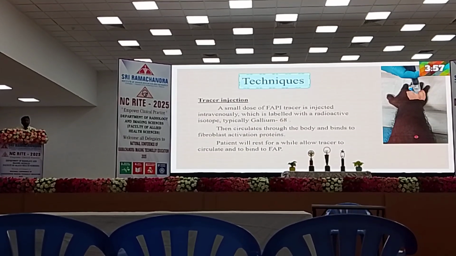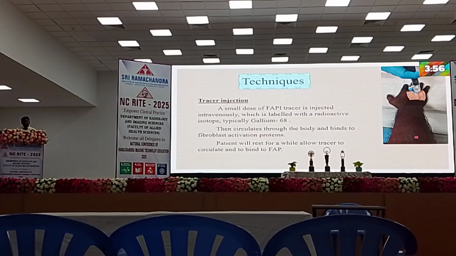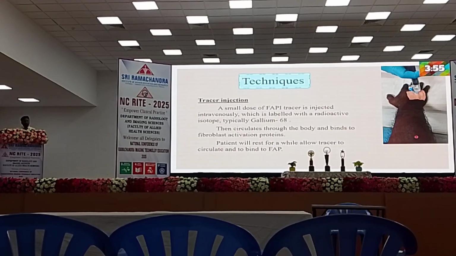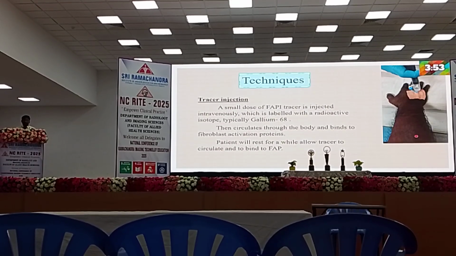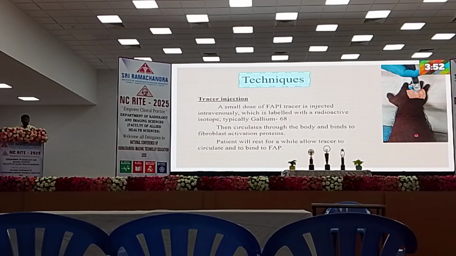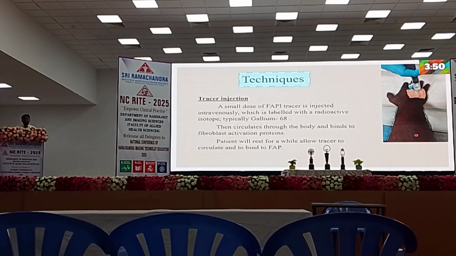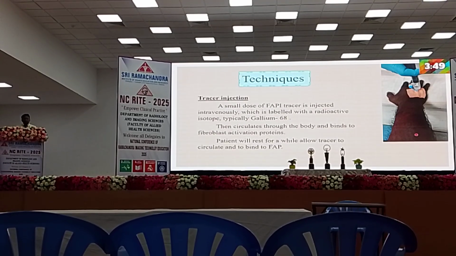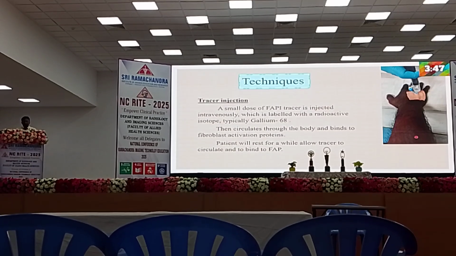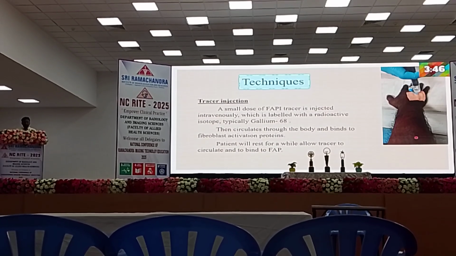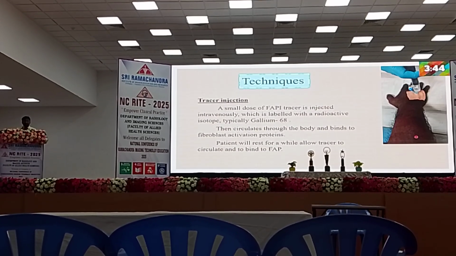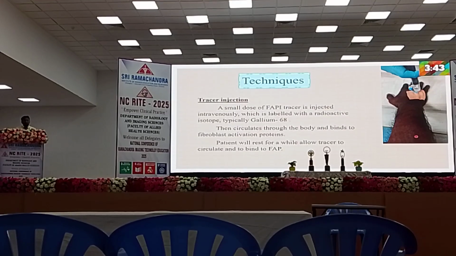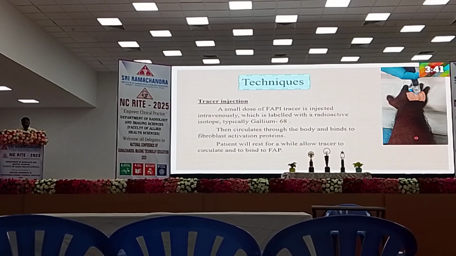So moving through the techniques, first we're going to do the tracer injection to the patient. A small dose of the FAPI tracer, labeled with the radioactive isotope gallium, is injected intravenously. This dose circulates through the body and binds to the fibroblast activation proteins present in the tumor cells. So it shows complete uptake in the tumor.